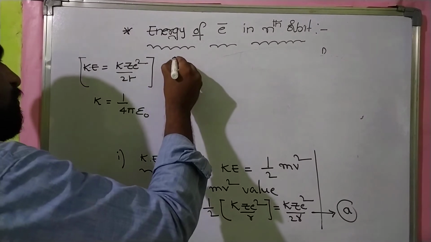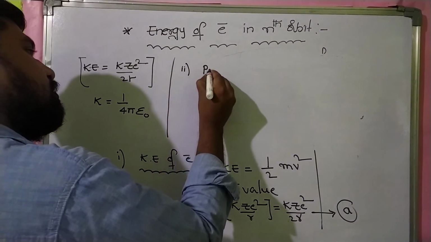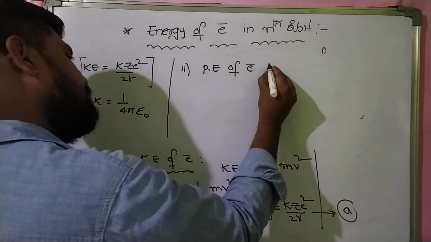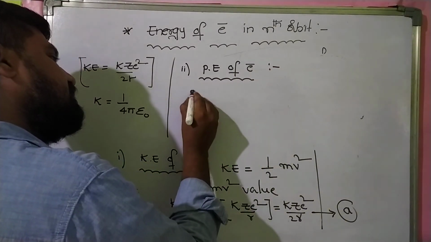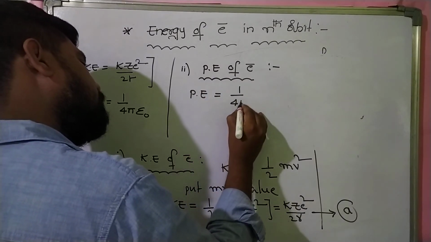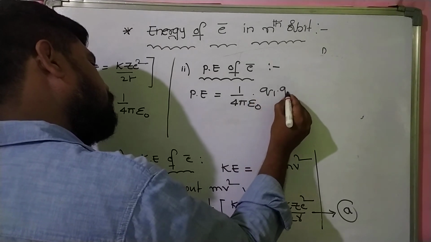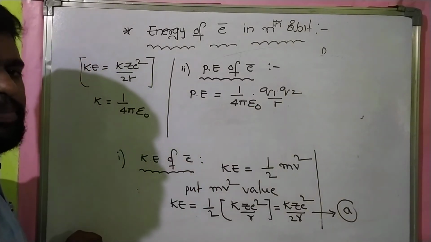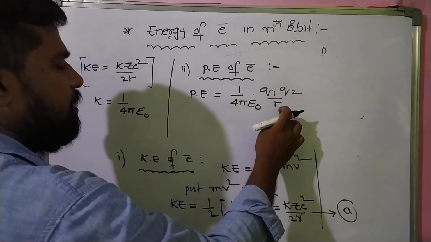Now number 2, potential energy. Potential energy PE, the potential energy of the electron in the nth orbit. So potential energy equals 1 by 4 pi epsilon naught into Q1 Q2 by R. Everybody knows it.